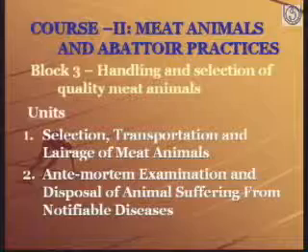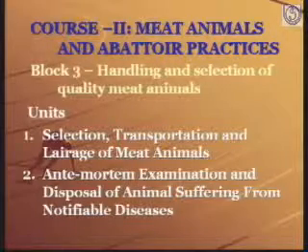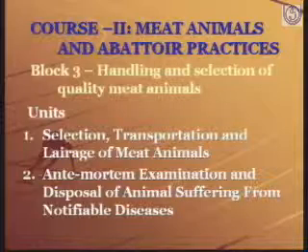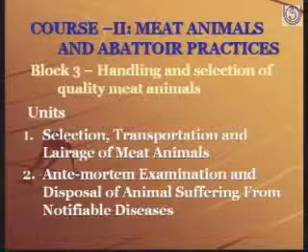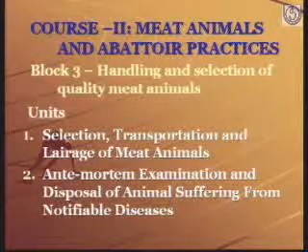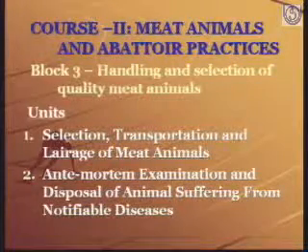In the first unit, selection is very important. For selection of good quality meat animals, we have to consider the species of the animal, pedigree, breed, size, sex, the rearing system, the feeding system, the animal health care, etc.